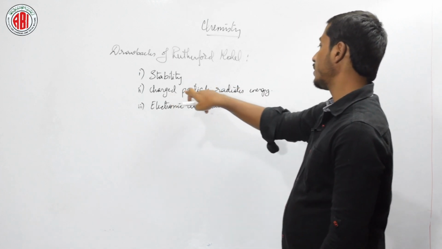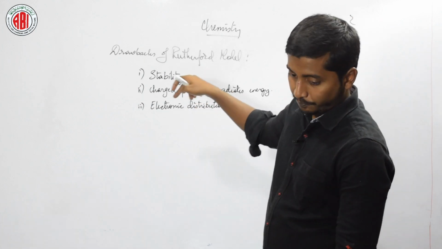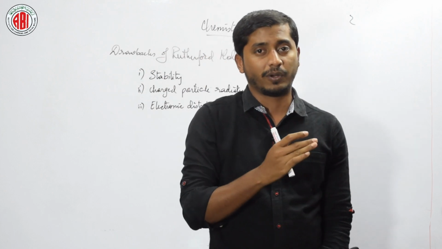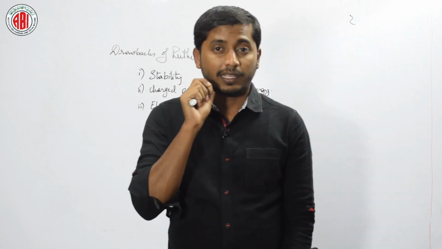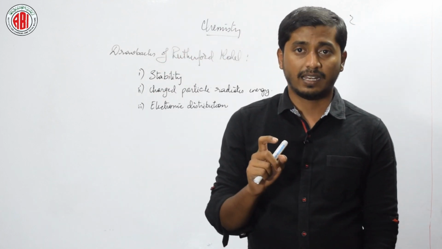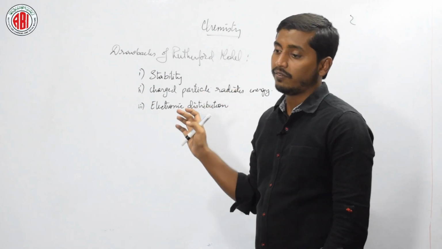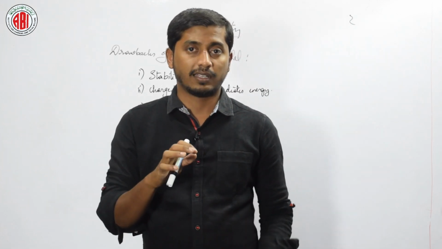and he could not also specify that a charged particle radiates energy. We always know that when a particle moves from one point to another, whatever the charge it is, the charge moves and the energy is radiated, isn't it? Is it clear? Then he could not account for such things, and he did not even explain the electronic distribution around the nucleus. Clear?